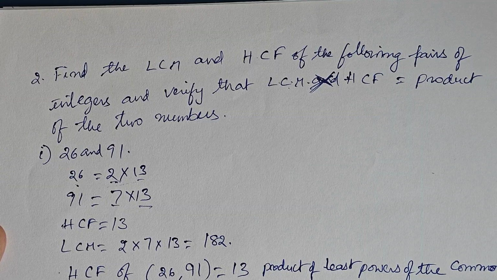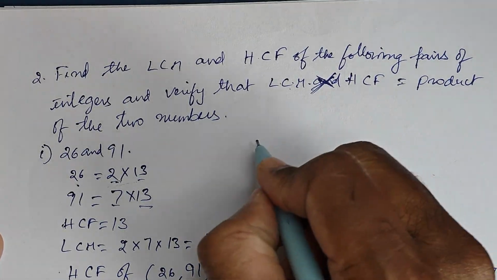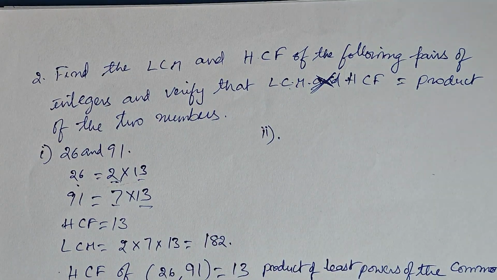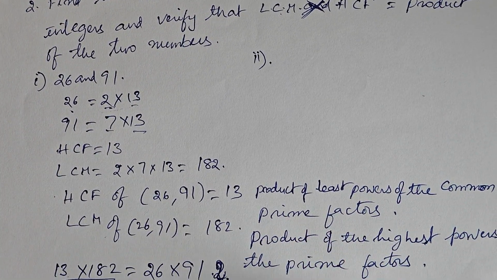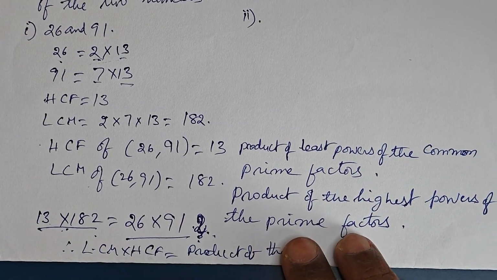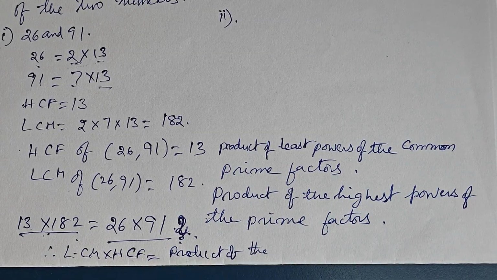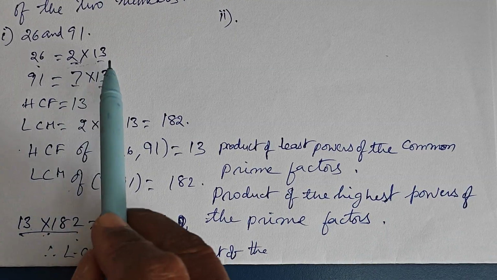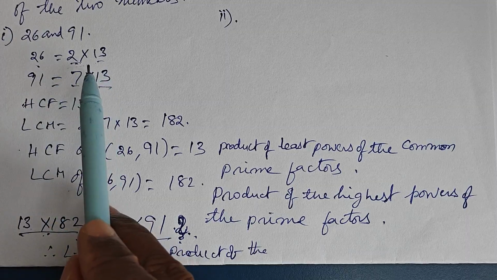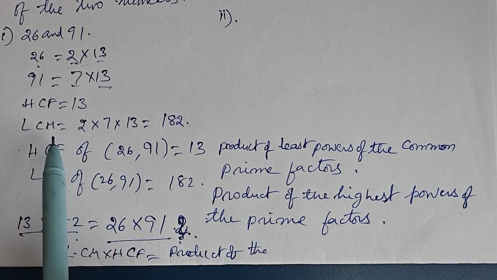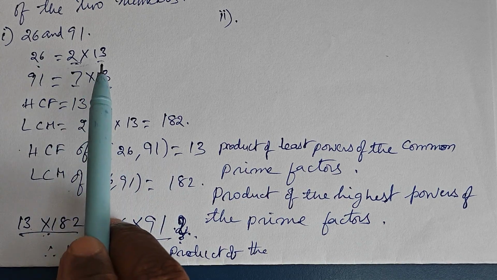Similarly, we have the next problem. If you write step by step like this for any problem, look at this solution again. We have first found the HCF of 26, 91, then the LCM of 26, 91. First we have written the factors, 26 is 2 into 13, 91 is equal to 7 into 13. Then we have written HCF of 26, 91 is equal to 13. Why?